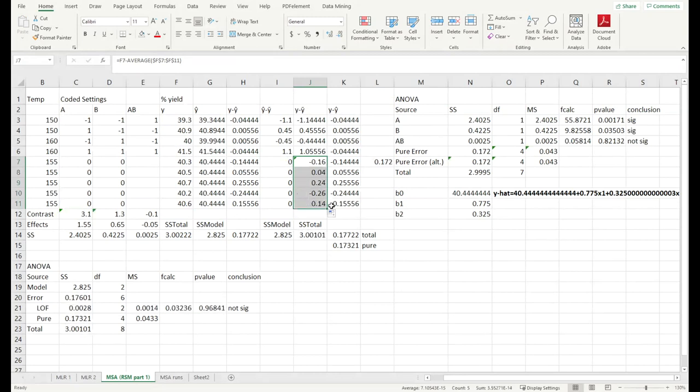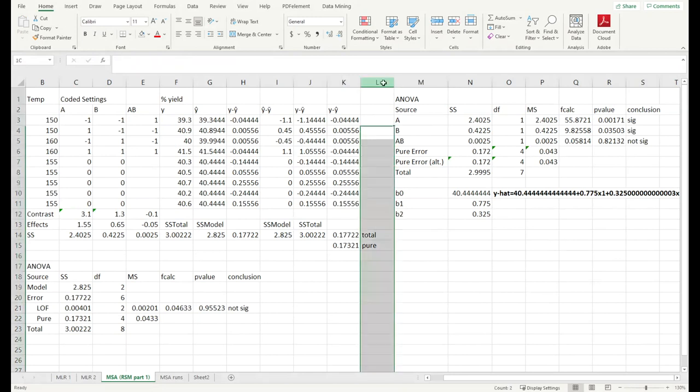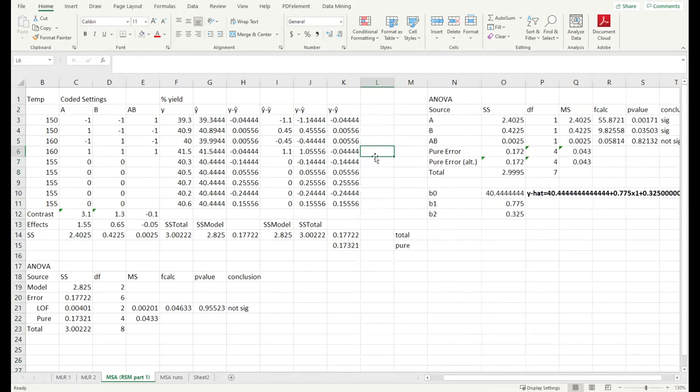let me drag this down. Ay, hindi ko pala pwede baguhin to, kasi magbabago tong total, no? So, hindi natin babaguhin yan. So, let's just do another, I don't know, y minus y bar dito. So, if I do y minus y bar for the center point runs, it actually gives me the same value, no? So the y minus y bar is average of these values F4.